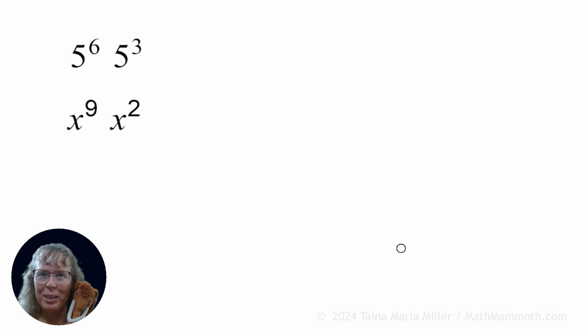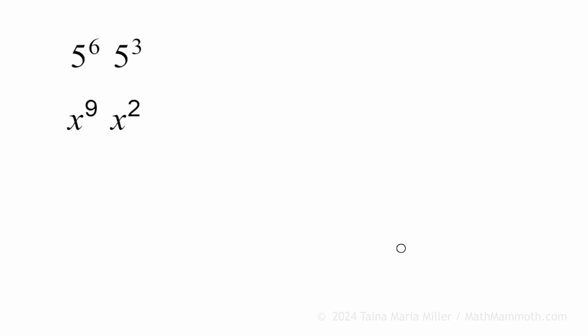In this lesson, we're studying some exponent laws, and we will start with product of powers. Here you see 5 to the 6th times 5 to the 3rd. So we have two powers, and they both have the same base, 5. And we're going to find a way to write this expression in a shorter manner, simplify it.